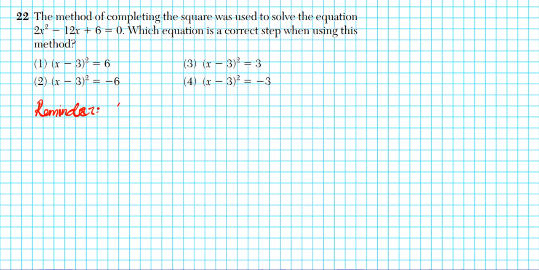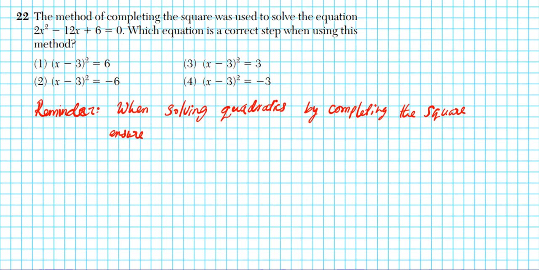Reminder, when solving quadratics by completing the square, ensure that the coefficient of x squared, which is basically a, is 1. Okay, you always want to make sure that that's the case before ever you start. So that's just a side point. So let's go ahead and do the problem.